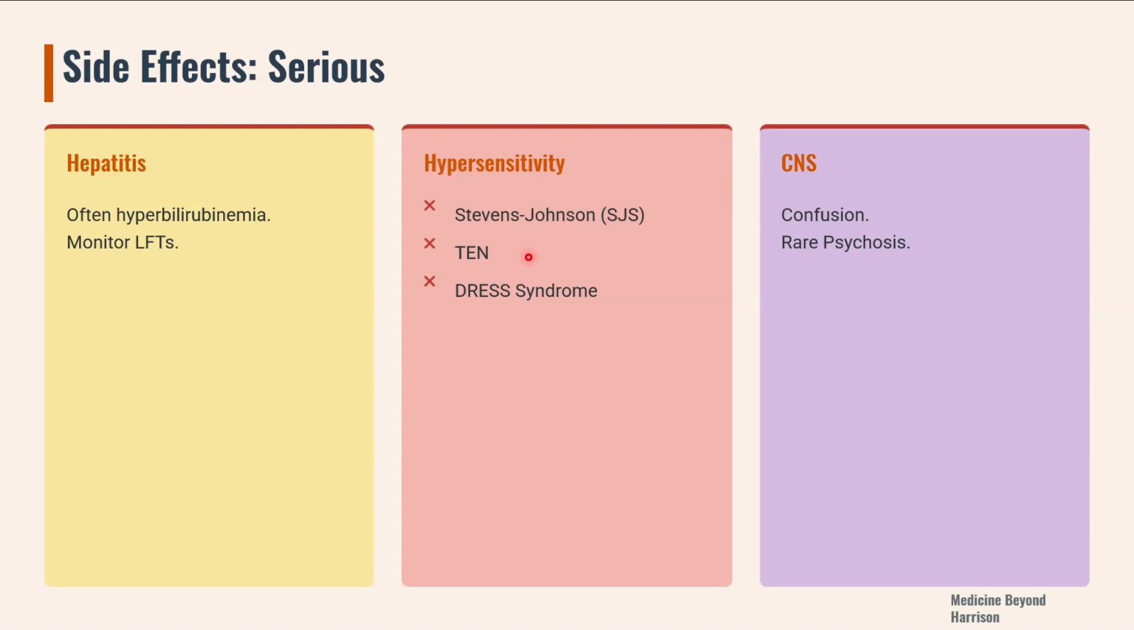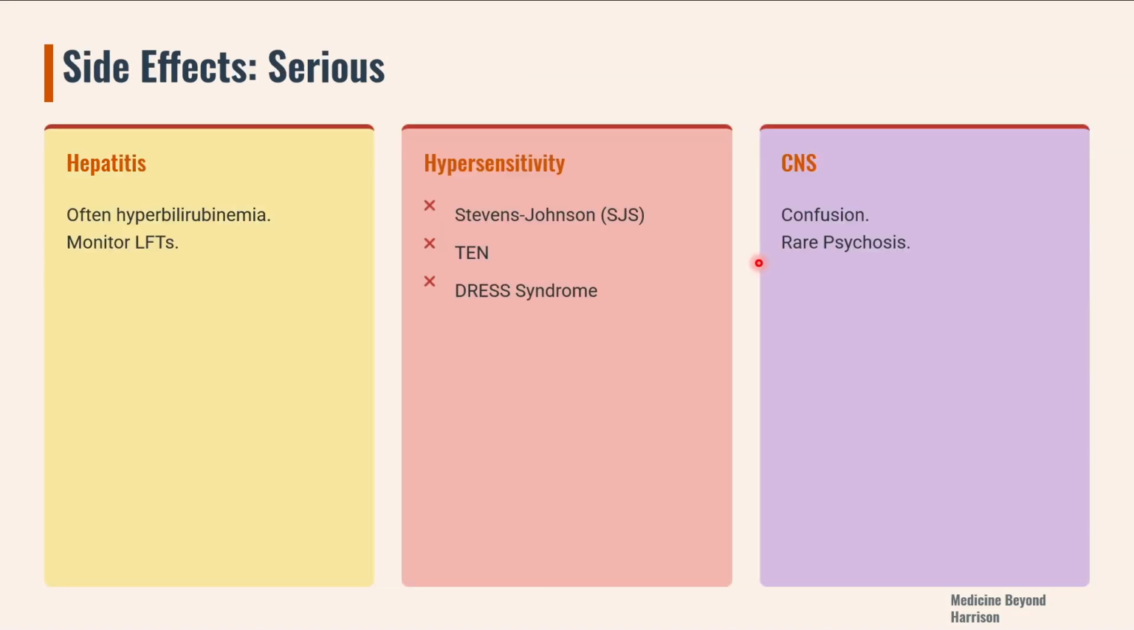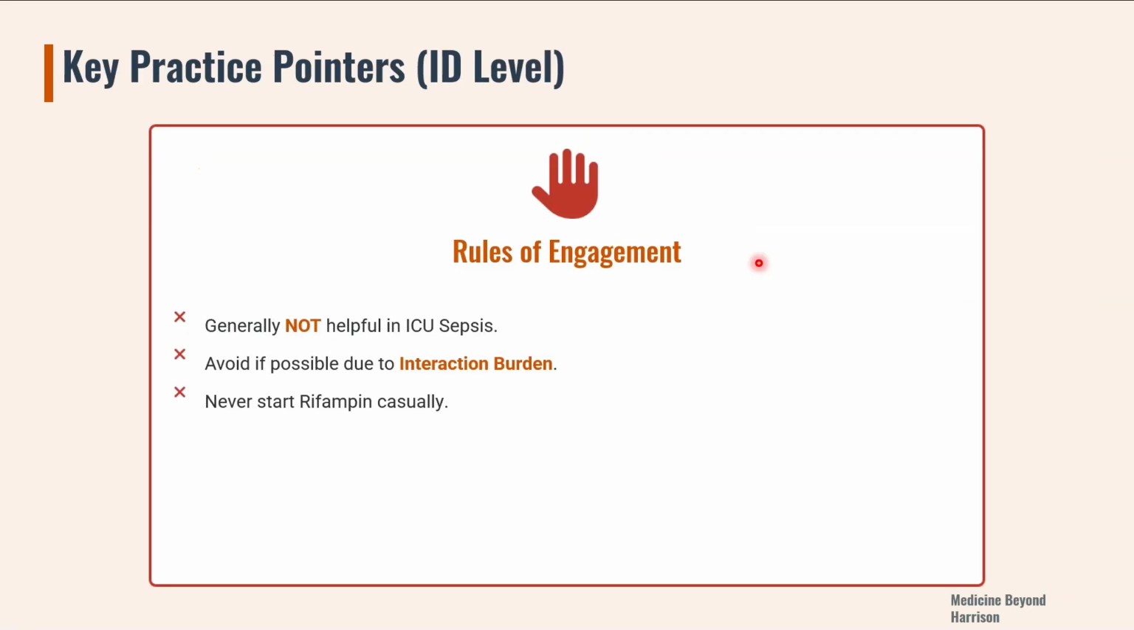Hypersensitivity is rare, but very serious. Sometimes it can lead to Stevens-Johnson syndrome, toxic epidermal necrolysis, and DRESS syndrome. CNS: it can rarely cause acute psychosis and confusion. Hematologic: there can be hemolytic anemia, leukopenia, thrombocytopenia, and thrombotic microangiopathy. All these can occur with rifampicin. Renal: it can lead to interstitial nephritis and acute renal failure. So almost all kidney, liver, hematological, gastrointestinal, central nervous system, and hypersensitivity problems can occur with rifampicin.